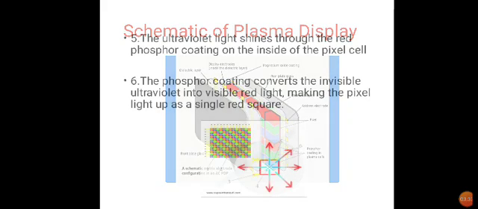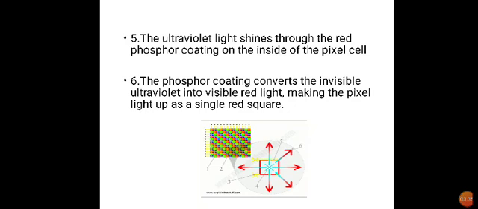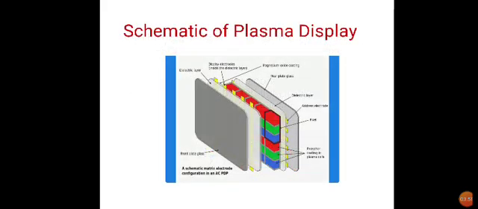So this way the plasma coating converts the invisible ultraviolet into visible red, green or blue light, making the pixel light up as a single red cell, blue cell or green cell. Okay, so this was the basic idea about the working of plasma TV technology.